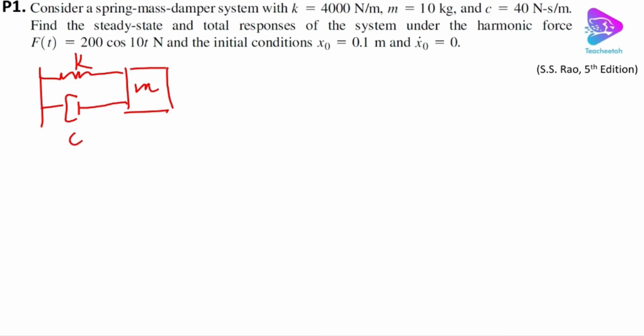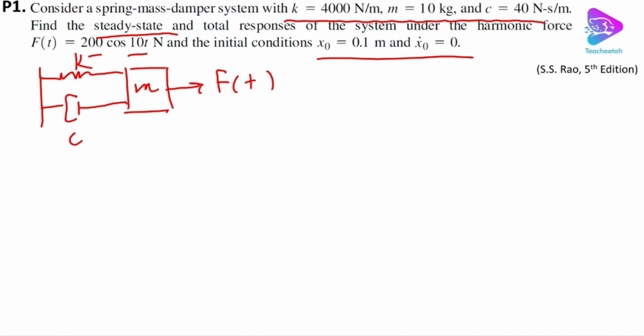All the values are given here. And the force applied to the system is also given. We have F equals 200 cos 10t. So we have omega and we have F naught. We also have the initial condition. We want to find both the steady state response of the system and the total response of the system. This is a very interesting and important problem, that we want to find both responses of the system.